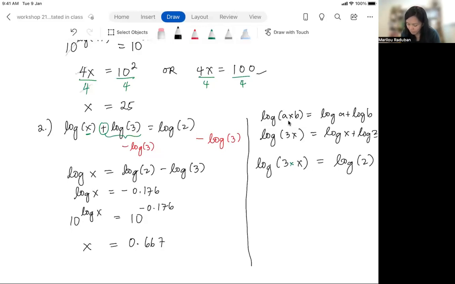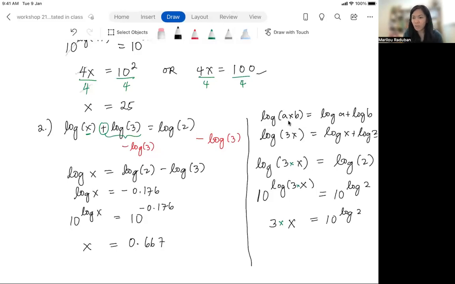And then your log of 3 times x is just by itself. So you can now do the base 10 because the log is by itself. You do base 10 and the exponent becomes log of 3 times x, and you do the base 10 as well on the right side. The logs will cancel each other out. So you have 3 times x on the left side, that's equal to 10 to the log 2.